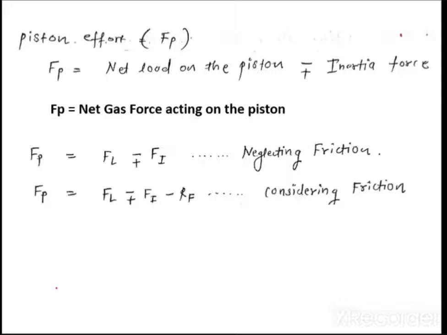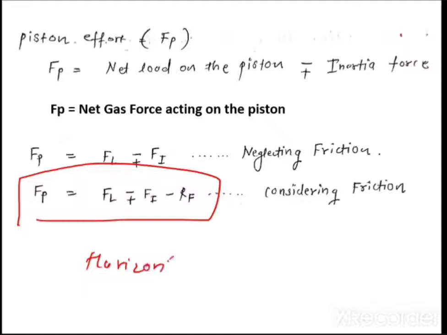Okay, chalo. So now FP is what? FL minus plus FI, neglecting friction. Now there is one more concept called friction. Obviously there is metal to metal contact between piston and cylinder, so obviously that means friction, the friction between the piston and the cylinder. So that we neglected. FL minus plus FI: if you consider it, the frictional force will always oppose this net gas force acting on the piston. So that will be FL minus plus FI minus RL. So this is the formula to calculate the net piston effort on a horizontal engine, not for a vertical engine.